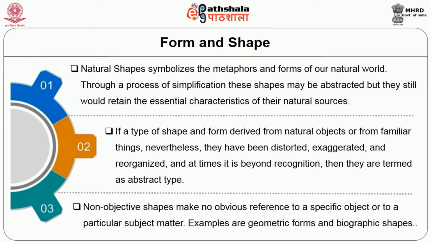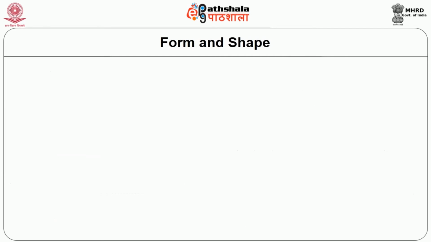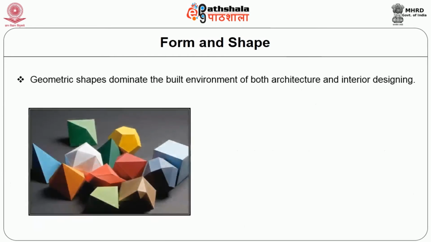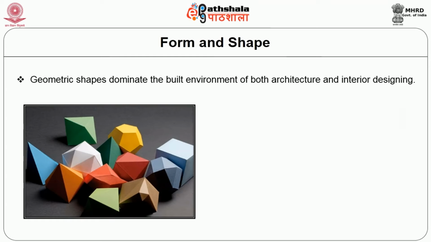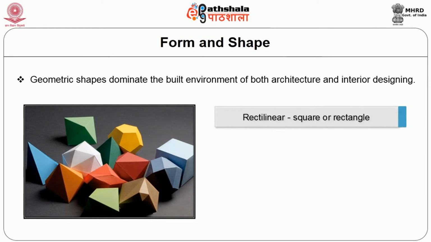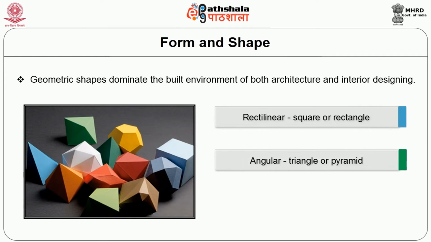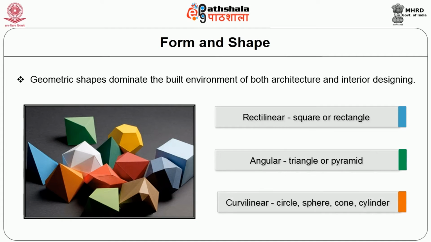Non-objective shapes make no obvious reference to a specific object or to a particular subject matter. Examples for this would be geometrical forms and biomorphic shapes. We move on to the first shape, that's a geometrical shape, which dominates the built environment of both architecture and interior designing. There are three separate and distinct types of geometrical shapes. We have the rectilinear, which can be square or rectangle, angular, which would be triangle or pyramid, and curvilinear, forming the circle, sphere, cone and cylinder.